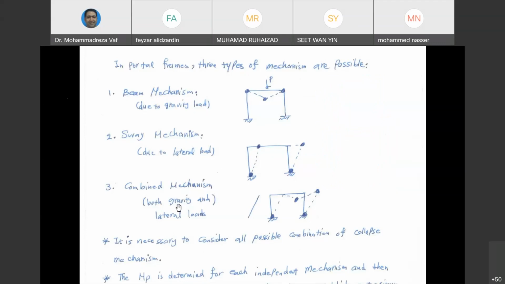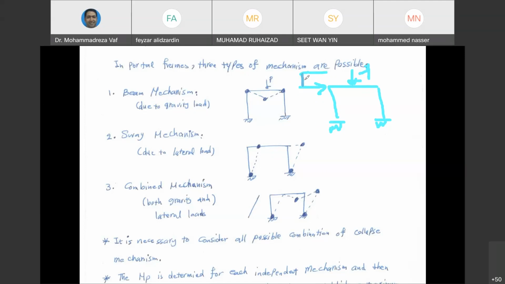Okay, and then the third condition is a combined mechanism in which the sway and beam or column mechanism are going to combine and generate a new type of collapse for us. For example, let's say you have a frame that has got lateral load and a point load on the beam like this. The force can be similar or can be different. It doesn't matter how much is the value of this force.